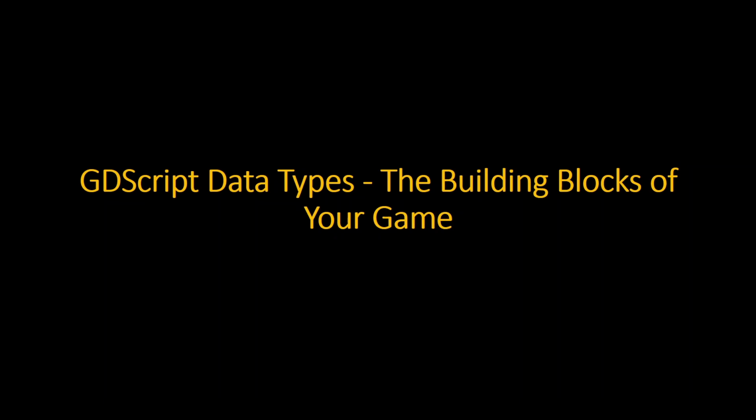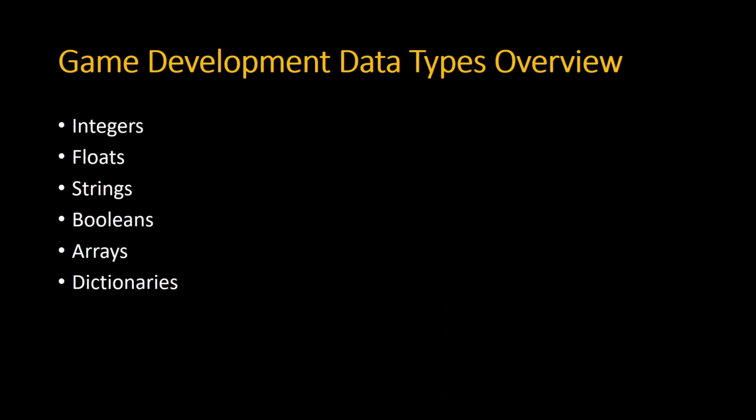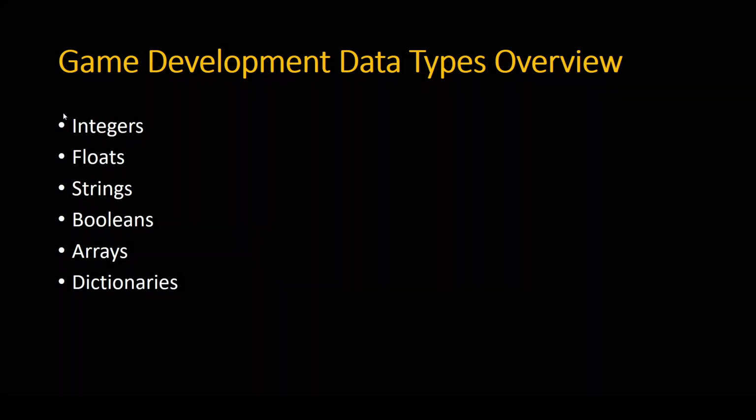Now that you've learned declaring variables using the var and const keywords, let's move to the GDScript data types. For game development with GDScript, we have integers, which are whole numbers. Floats have decimal places. Strings are for text data. Booleans are basically just true or false. Arrays are a list of items, which we're going to talk about later. And dictionaries are like key-value pairs, complex data with labels.